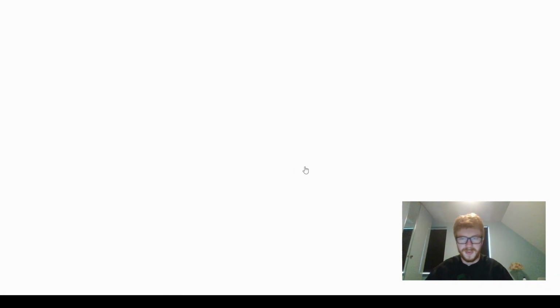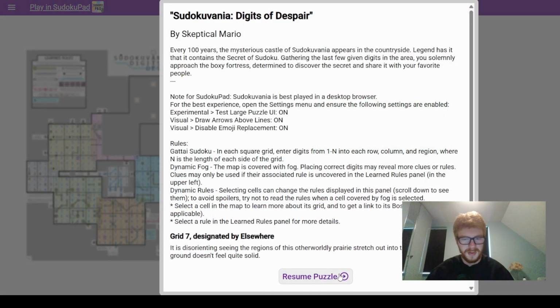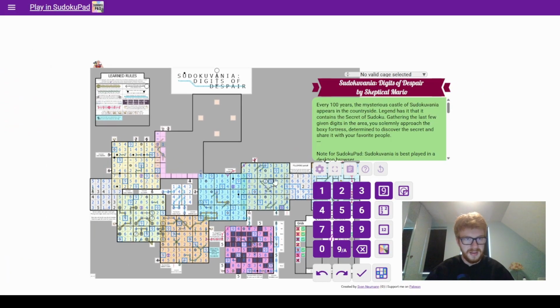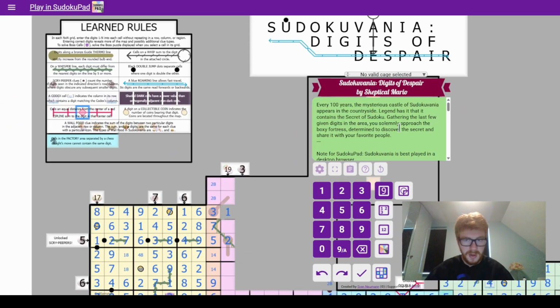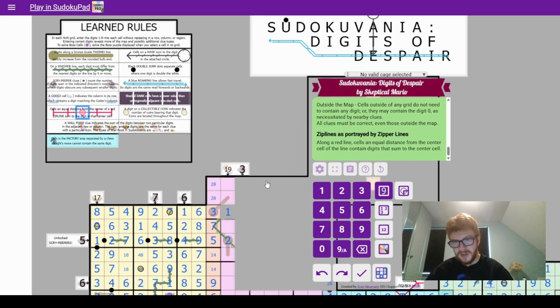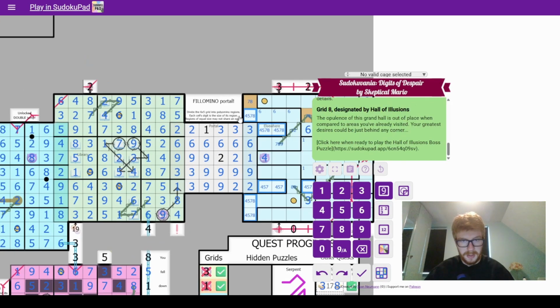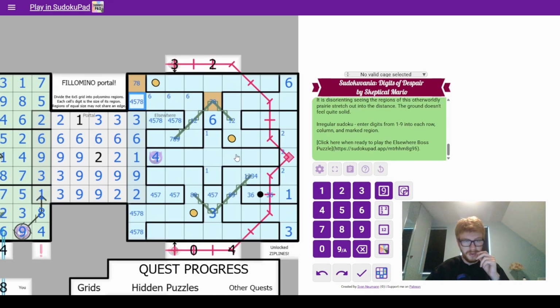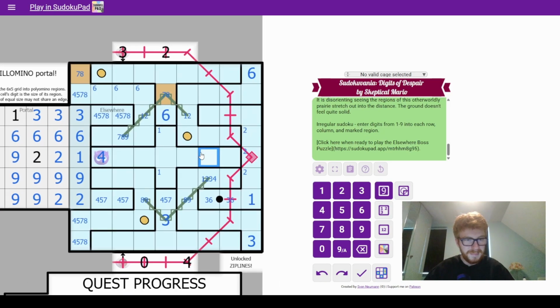I am going to continue the Sudokuvania puzzle. The last unlock was zipper lines, I'm pretty sure. Zip lines as portrayed by zipper lines. And this was the puzzle in question. So, yeah, okay, that's where it is going to continue. Well, let's start with the zipper line.